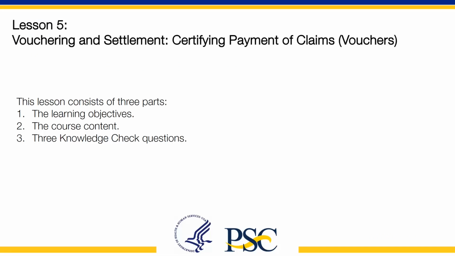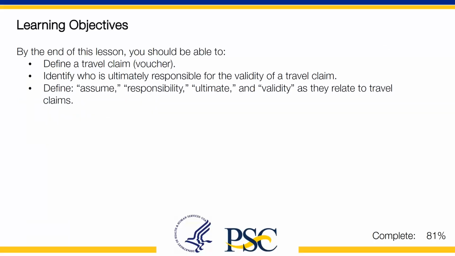This lesson consists of 3 parts: the learning objectives, the course content, and 3 knowledge check questions. By the end of this lesson, you should be able to define a travel claim, voucher. Identify who is ultimately responsible for the validity of a travel claim. Define assume, responsibility, ultimate, and validity as they relate to travel claims.